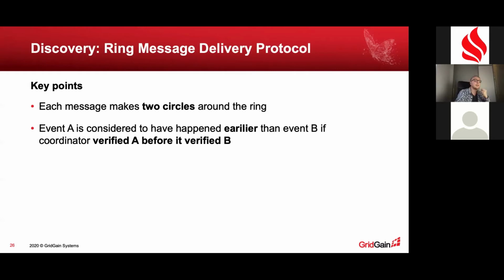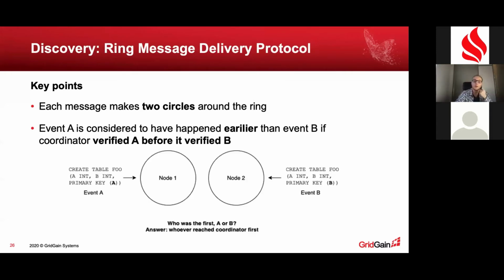We also said that we defined order by using the coordinator verification. Event A is considered to be earlier than event B if it has been verified on the coordinator earlier than event B. So now, to answer our earlier question: if 2 events happened on 2 nodes in parallel, which one will be considered to happen first and succeed, and which one will be considered to happen second and fail?